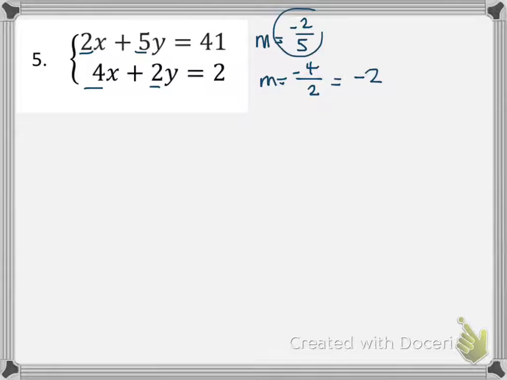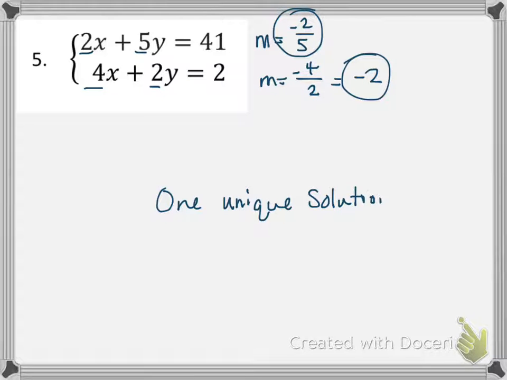We've got one slope that's negative 2/5, the other slope is a negative 2. That means that these two lines will cross at some point, and there is one unique solution. And that unique solution will be the intersection point.